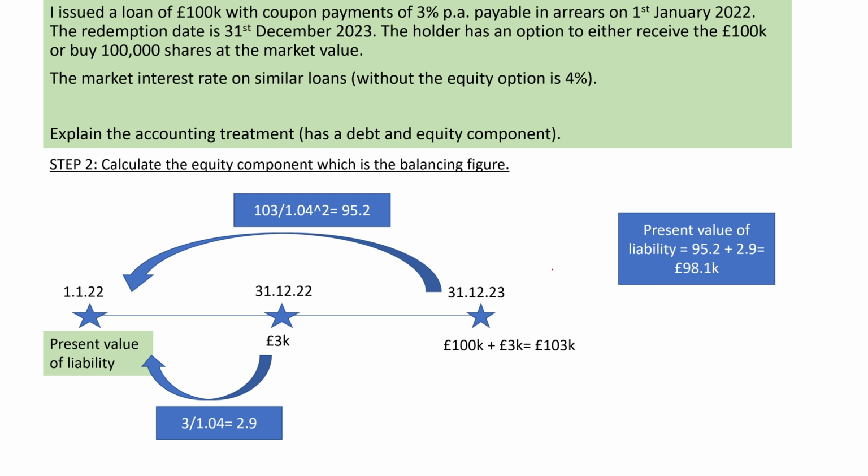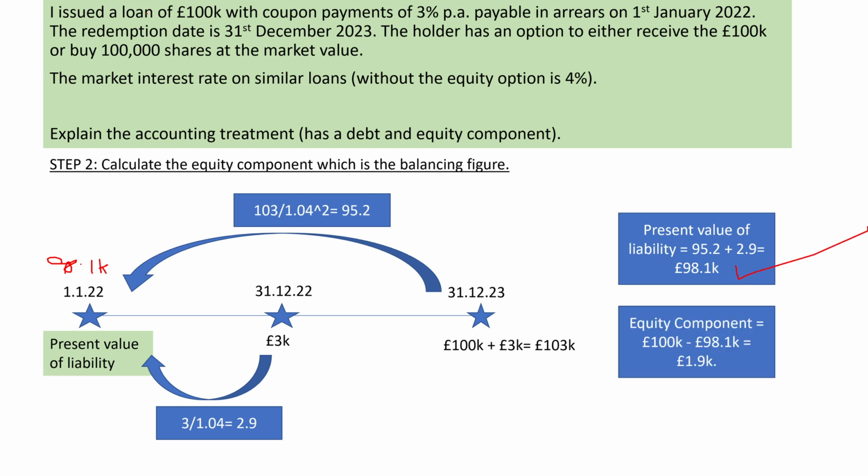Next thing we need to do is calculate the equity component of the instrument. Now, the equity component is essentially a balancing figure. We know our present value of liability at this date is 98.1k. Our equity component is going to be the 100k which we've issued minus 98.1k, and that gives us 1.9k. This is going to feed into our balance sheet. The 1.9k is going to sit in equity, and we don't have to do anything else about it. It's just going to sit there.